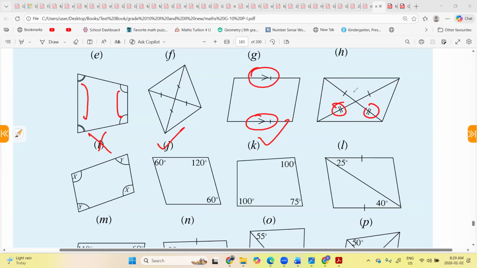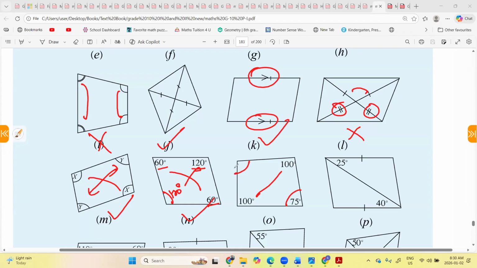Here diagonals are not bisected. Here two sides are equal, these are equal. So that is not a parallelogram. Here opposite angles equal, so that is a parallelogram. Here, according to the sum of interior angles of a quadrilateral, 360 degrees. Here 60, 120, 60, 180, 240. So this one is 120. Opposite angles equal, parallelogram. 100, 100, okay, 75, 275.